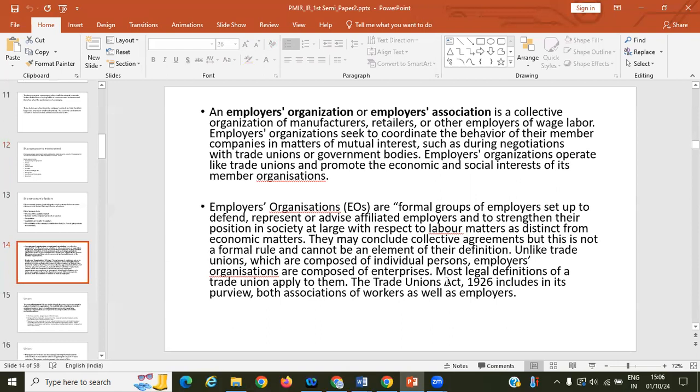Like an employee union, we have an employer union, called EO, the employers organization. Similarly, like employee organizations, employers also formally join hands for the benefit of their groups. Employers organizations are formal groups of employers set up to define, represent, or advise affiliated employers and to strengthen their position in society at large with respect to labor matters, as distinct from economic matters.